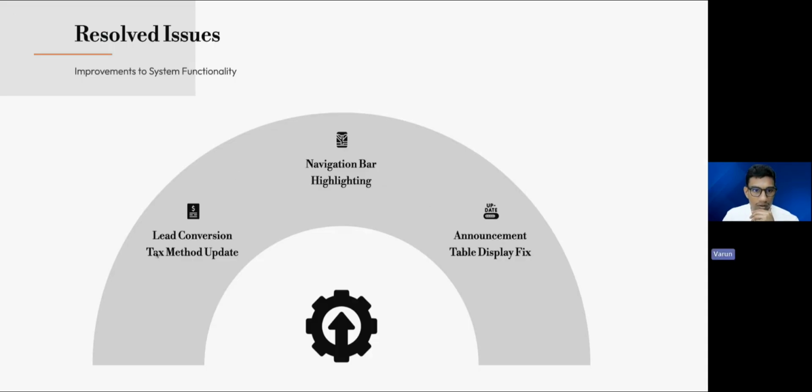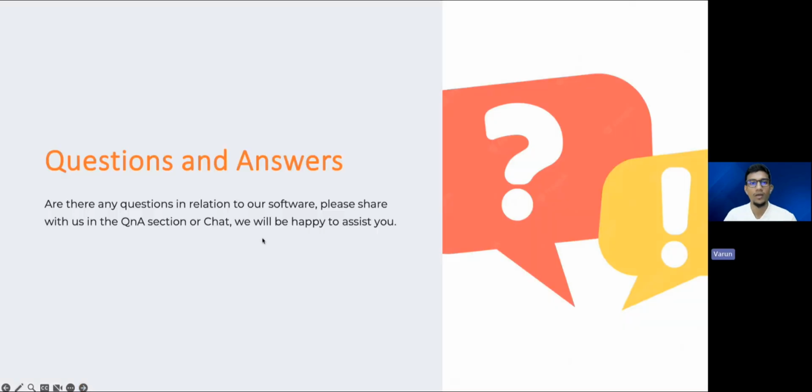Three different solved issues: one related to lead and conversion and your organization settings, one related to the UI, and one related to broken tables. And with that, it is time for me to ask all of you if you have any questions. The Q&A section, you can shoot whatever questions you want to ask me. The floor is yours.